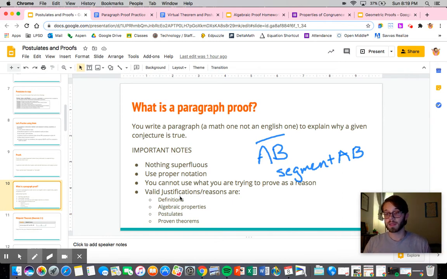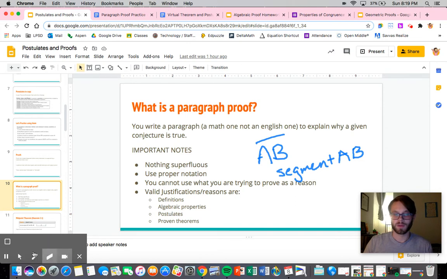And what I mean by that is you need to understand how to prove it in order to be able to use it. So once we have proven something in class, you are free to use it as a reason, but I shouldn't see you start using something from way down the line right now because you haven't proven it yet. So let's actually get into what we can do for a paragraph proof.